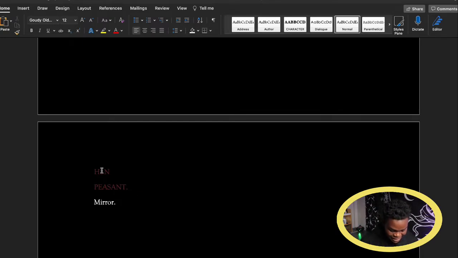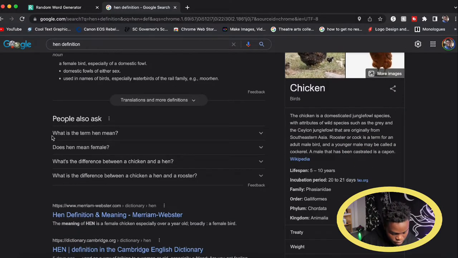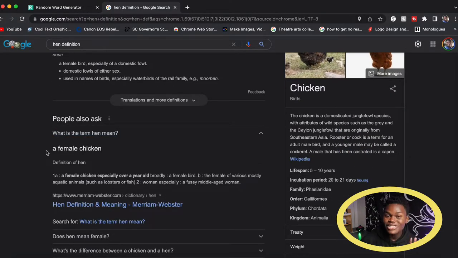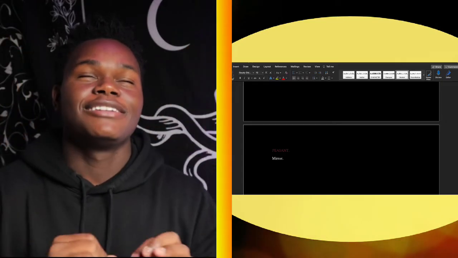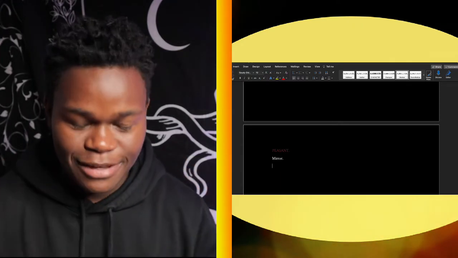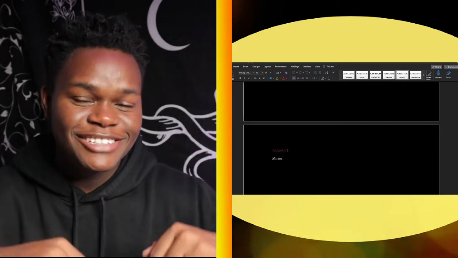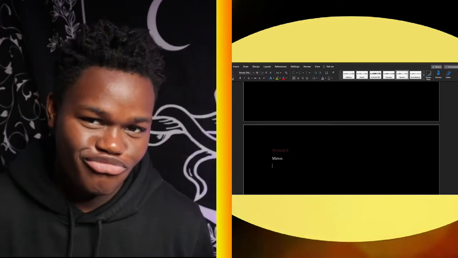So the title of the piece is Hen, a female bird, especially of a domestic fowl. What does the term hen mean? A female chicken. Okay. And then we have peasant, and we have mirror. Right off the bat, my brain is going to a farm or some sort of ranch or stable where a peasant intrudes, and something happens with a mirror.